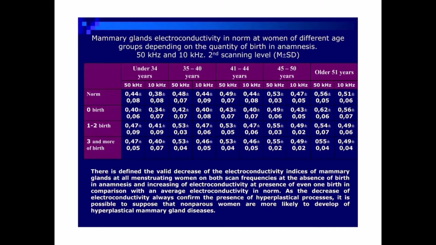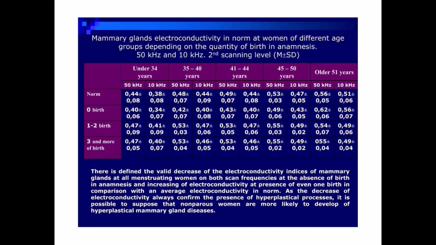Second scanning level, plus or minus SD. There is a valid decrease of the electroconductivity indices of mammary glands in all menstruating women, on both scan frequencies, with the absence of births in anamnesis, and an increase of electroconductivity with the presence of even one birth, in comparison with the average electroconductivity in norm.